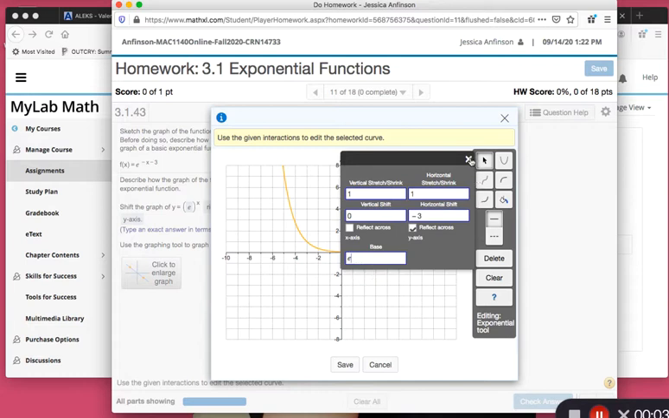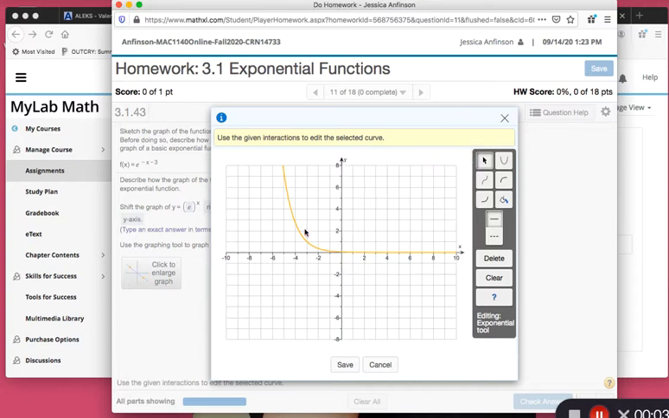When you're done, you should be able to hit the x if I'm not mistaken. Let's see if that works. Yes, and you should still see the graph.